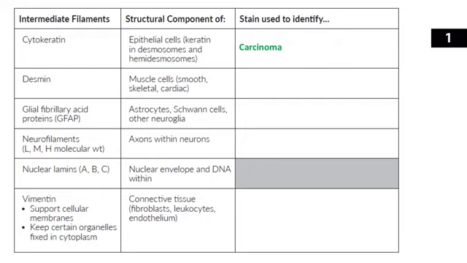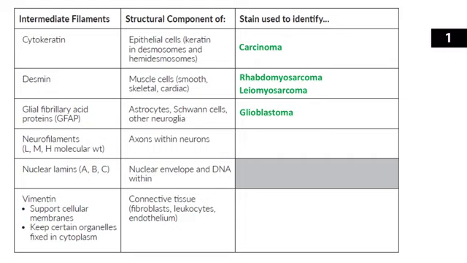Desmin is found in muscle cells, we said. So if you have a sarcoma of the muscle cells, a myosarcoma, you could use a Desmin stain to help you identify that tumor. So this might be like a rhabdomyosarcoma or a leiomyosarcoma. GFAP is a helpful stain in identifying certain types of astrocytomas, such as a glioblastoma.